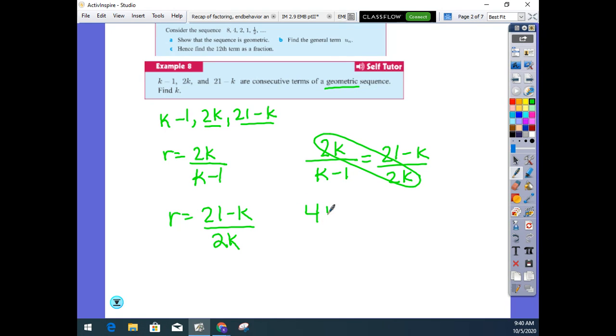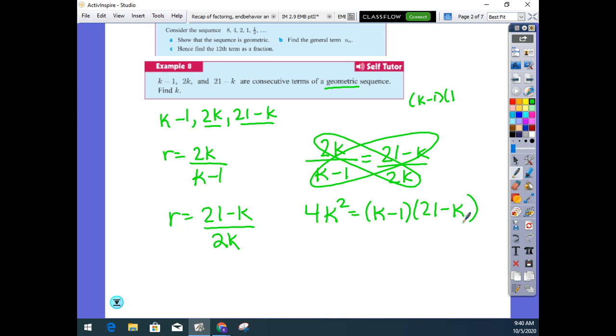2k times 2k is 4k squared, and we have to distribute. So you might want to write, well, I'll just write it this way. When we multiply quantities, make sure you put parentheses around each quantity, and you're going to distribute.